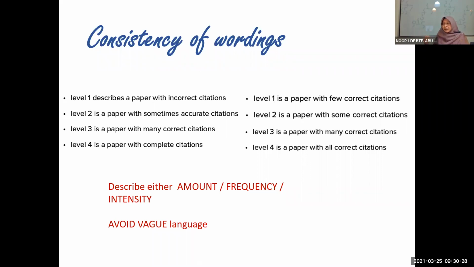So we need to have some consistency in the wording of the descriptors. You can describe the amount, frequency, or intensity, but do not interchange them. When it's consistent, it's a lot easier for anyone to use the rubrics, because you don't have to move from amount to frequency and then to intensity. So it's ease of use, and along with this ease of use comes consistency in the grading. This is why it's important. And we are also supposed to avoid vague language.